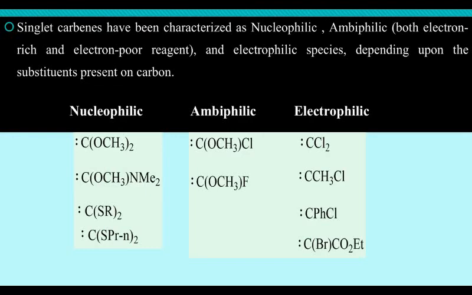Singlet carbenes have been characterized as nucleophilic, ambiphilic, and electrophilic species, depending upon the substituent present on the carbon. The more electron withdrawing a substituent present, the more strongly electrophilic is the carbene. Thus, difluorocarbene is a more electrophilic intermediate than dichlorocarbene. However, if very strong electron donor substituents such as amino, methoxy, or alkylsulfonyl groups are present, then the carbene may be nucleophilic in its reaction.